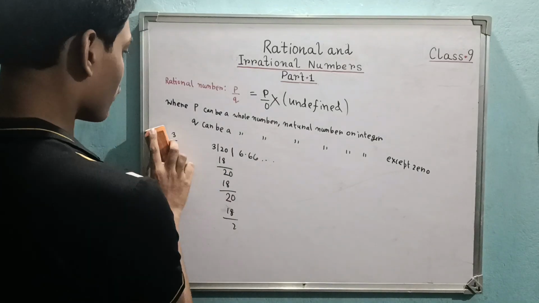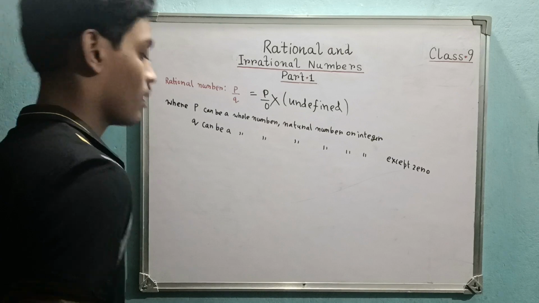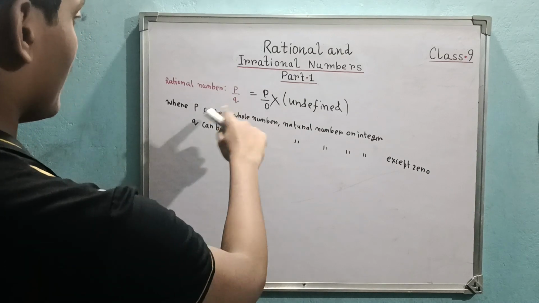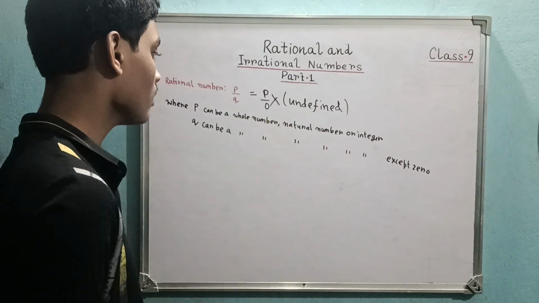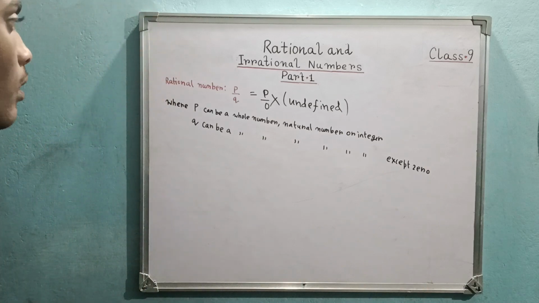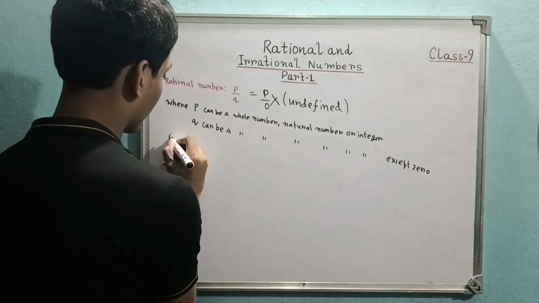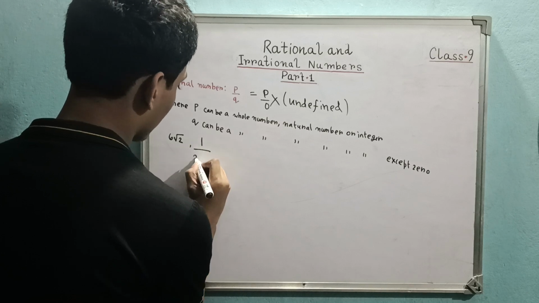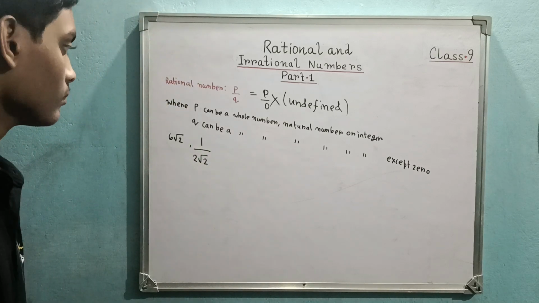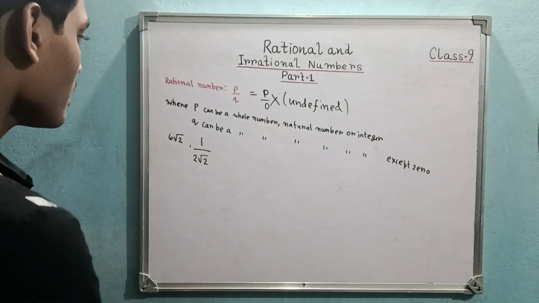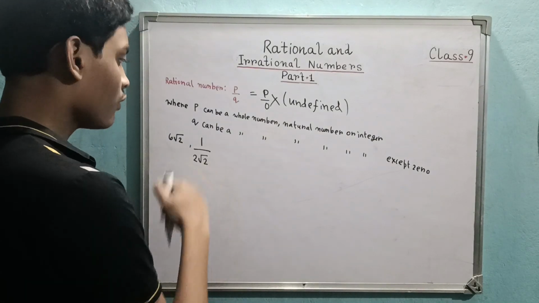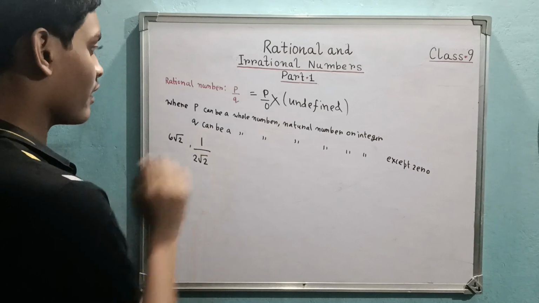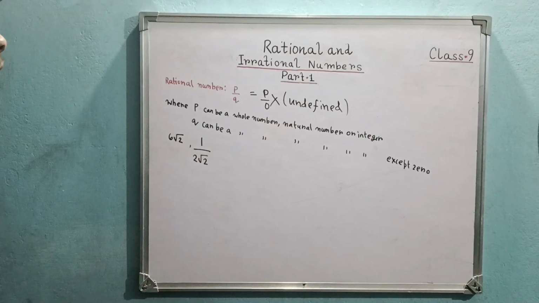So this is another thing. Let us not focus on this first. Irrational number. See here, what I told: p can be a whole number, natural number, integer. q can be anything except 0. But suppose numbers like root 2, or 1 by 2 root 2. These types of numbers we actually can't express directly in a ratio. This root 2 has an endless value.